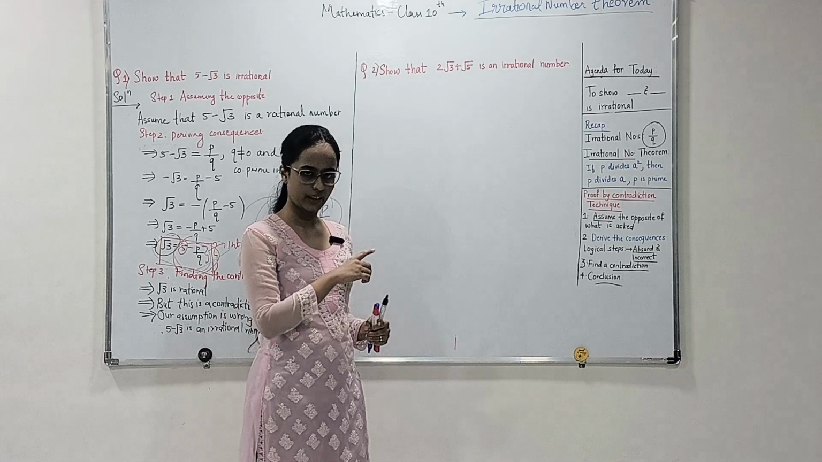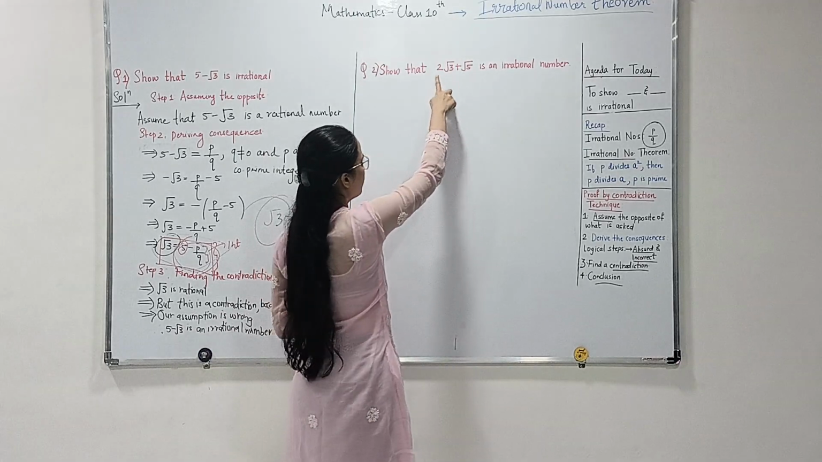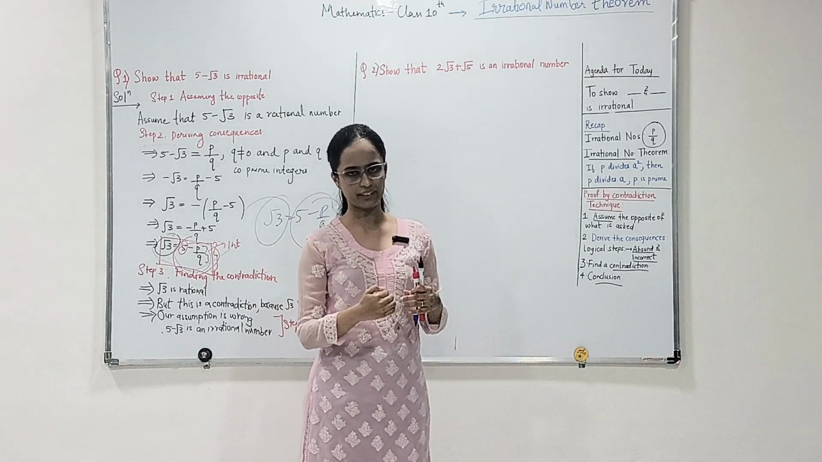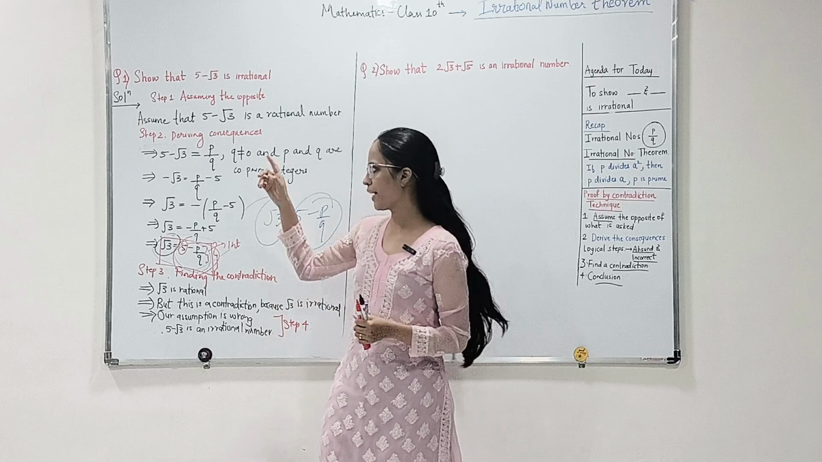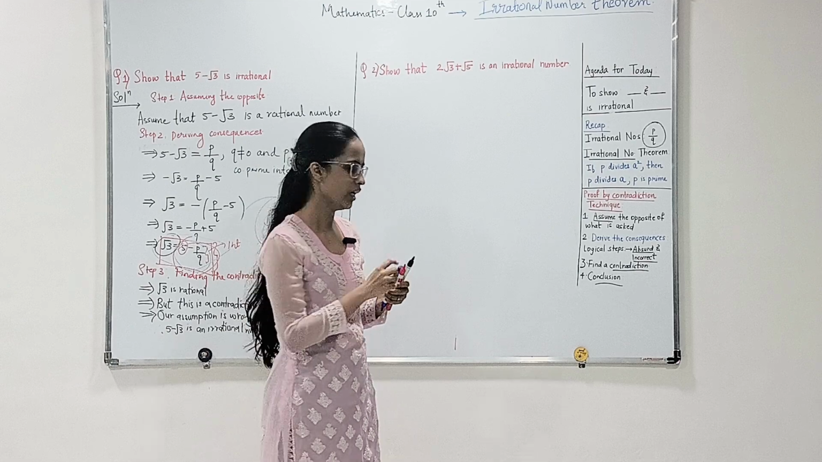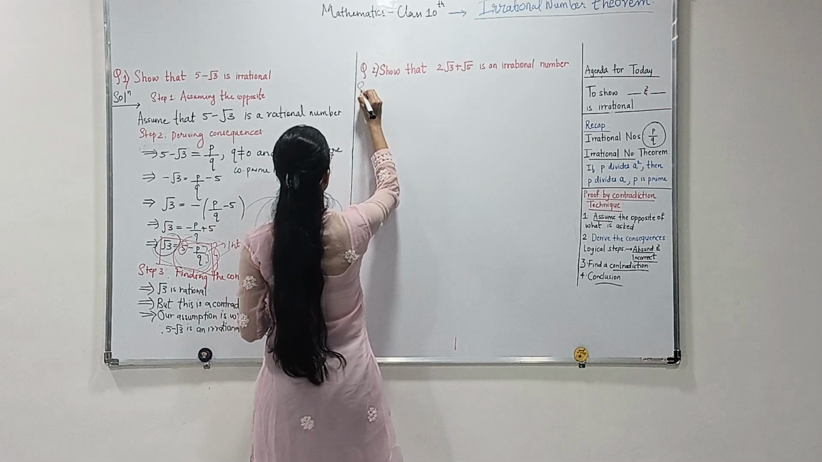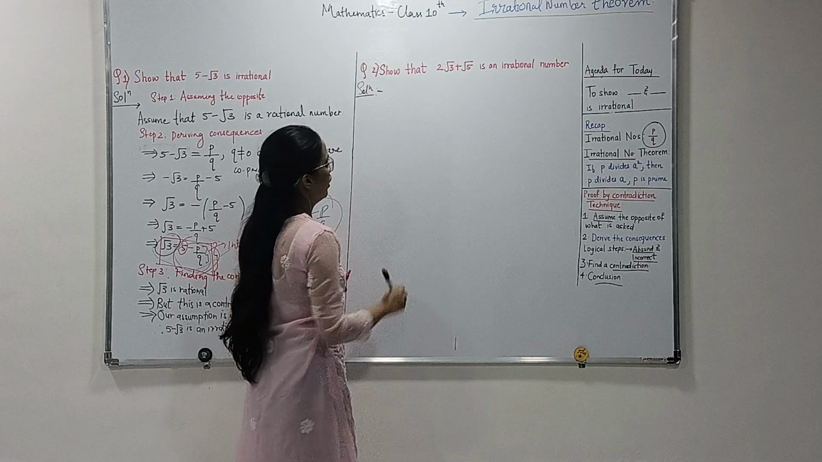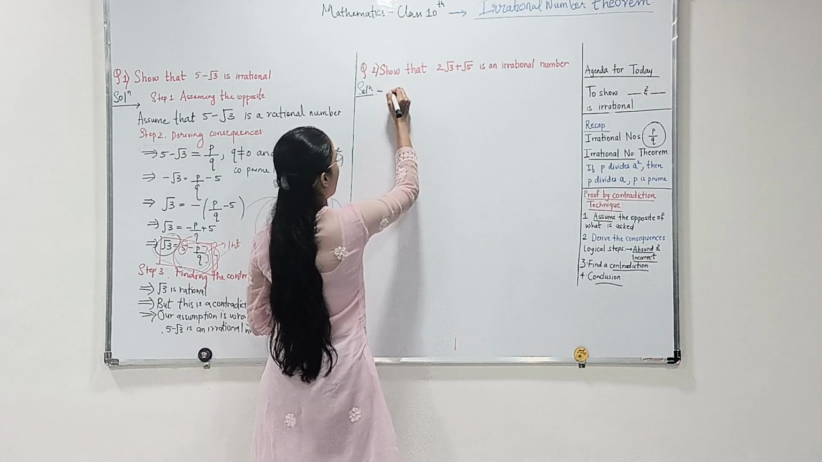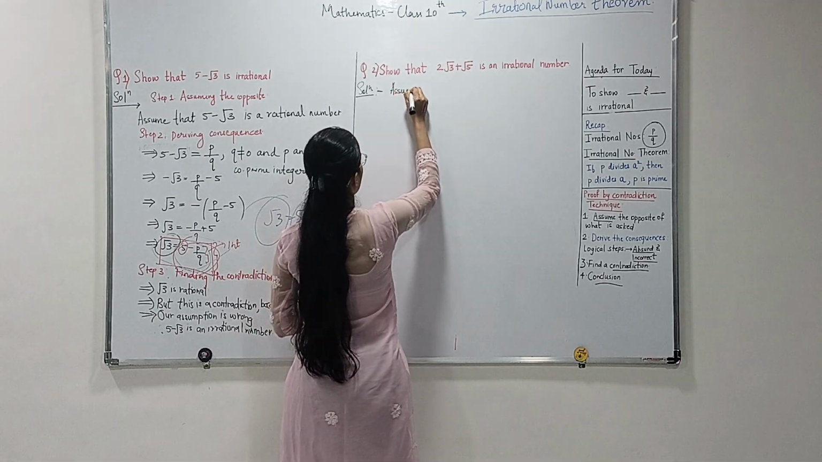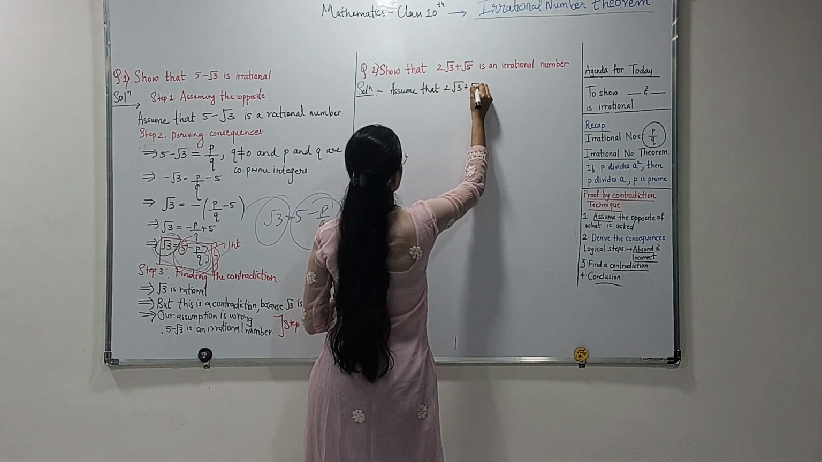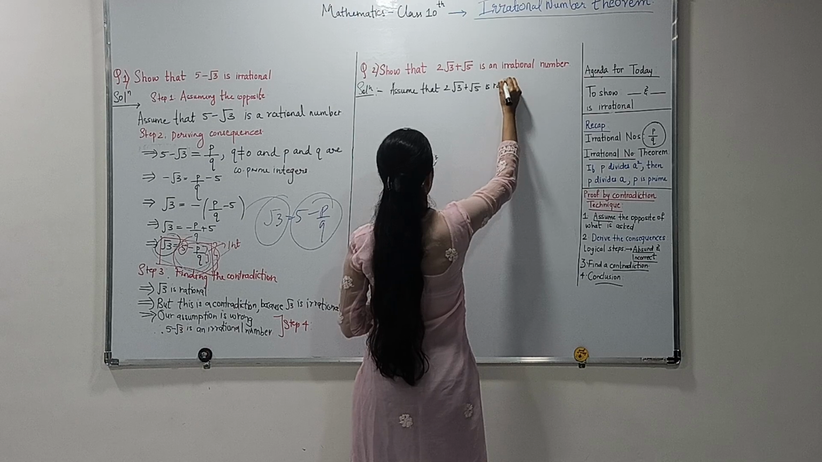The question is the same. We have to show that 2 root 3 plus root 5 is an irrational number. We will move a little faster in this problem, and also I won't be writing the steps over here. I would be just writing how your answer should look. So let's start the solution of this question. The first thing is we are going to assume the opposite. That is, assume that 2 root 3 plus root 5 is rational.